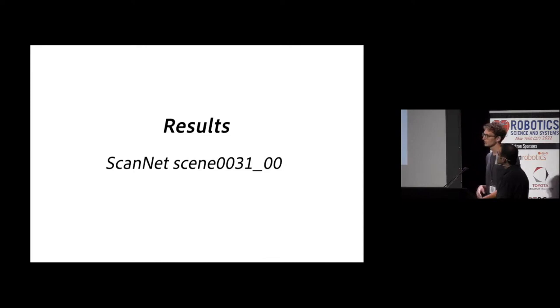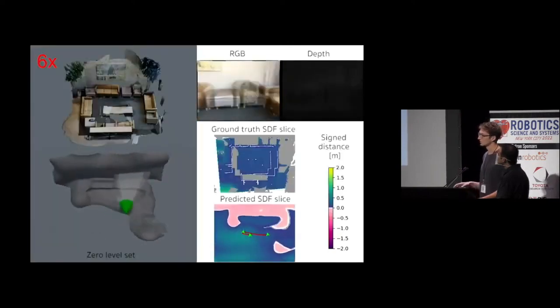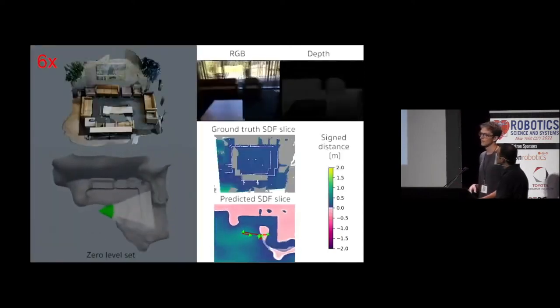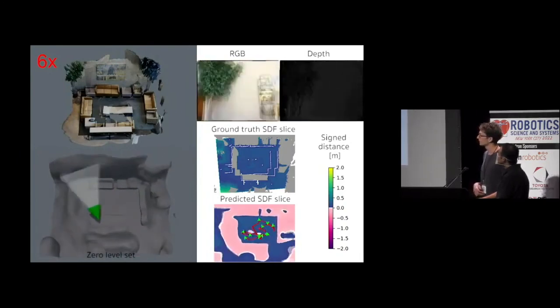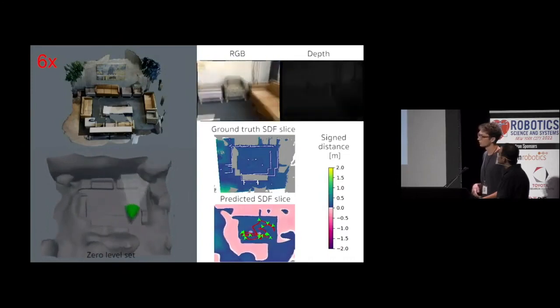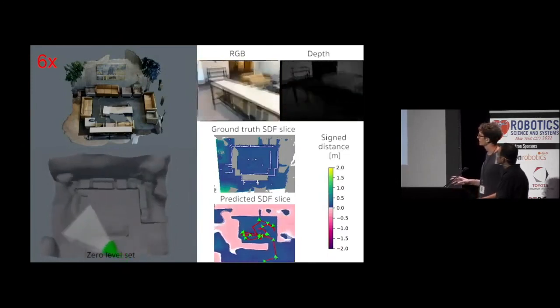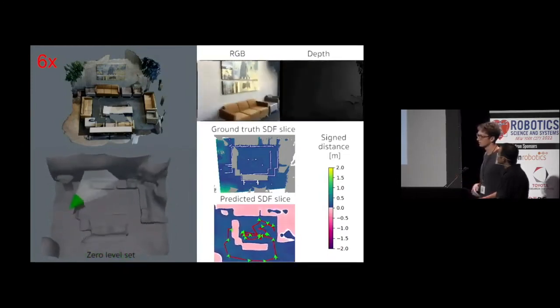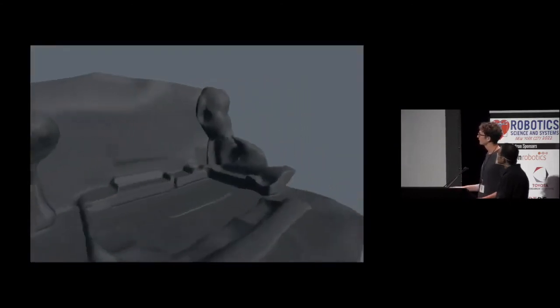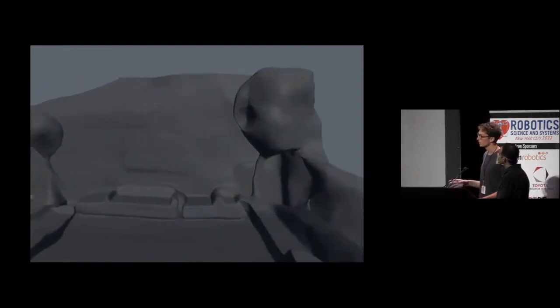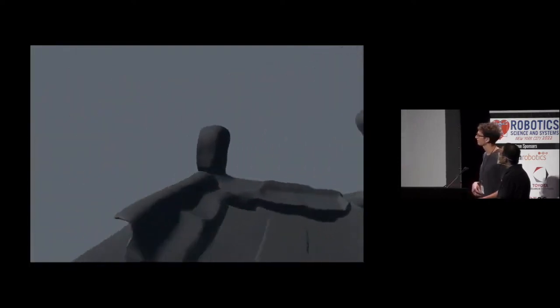Lastly, we're going to show some qualitative reconstruction results for one ScanNet sequence and one ReplicaCAD sequence. On the top on the left, we show the ground truth mesh, and below that, the reconstructed surface. On the right, we have two slices, a slice of the ground truth signed distance field, and below, a slice of the predicted signed distance field. We can see that the final reconstruction of the mesh is watertight and accurate geometrically.